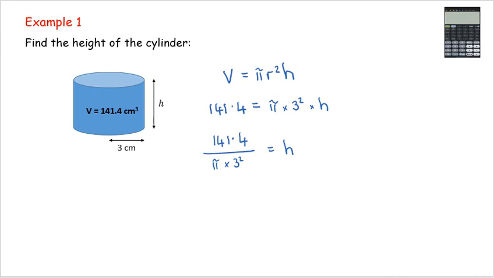And what we end up with is 5, pretty much exactly. So straight up 5. So the height is equal to 5. And we were in centimetres here, so cm. Now, what I recommend you do at this point is grab your calculator, make sure that you can calculate this, 141.4 divided by pi times 3 squared, and you get 5 out. Okay, so I want you to try that right now before we move on.